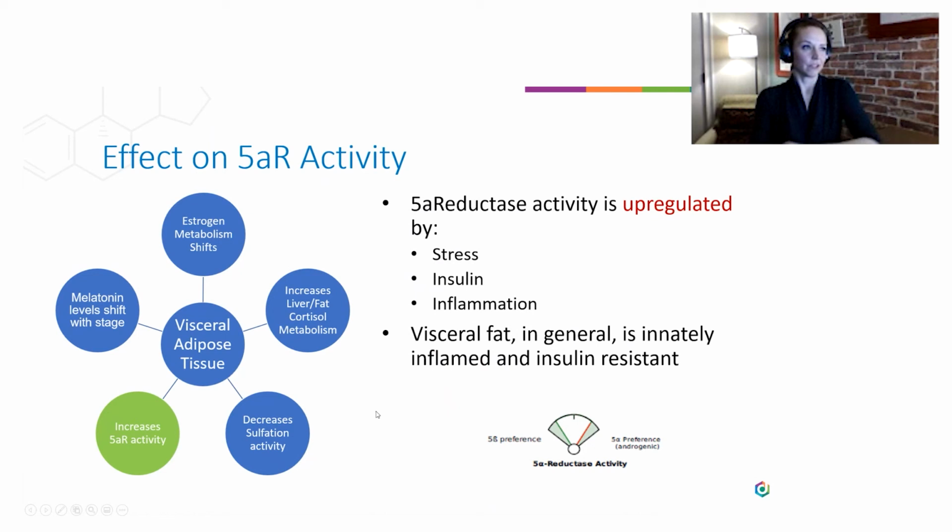5-alpha reductase activity is upregulated by the Holy Trinity: stress, insulin, inflammation. Visceral fat is innately inflamed and insulin resistant. It emits adipokines like leptin and pro-inflammatory cytokines like interleukin-6 and TNF-alpha. So a lot of times, if we want to decrease 5-alpha reductase, we have to go after inflammation or insulin sensitivity, and that's the thing that brings down that 5-alpha reductase activity. There are 5-alpha blockers, certainly, but if you can go after the source, you can get a more broad spectrum result as well.